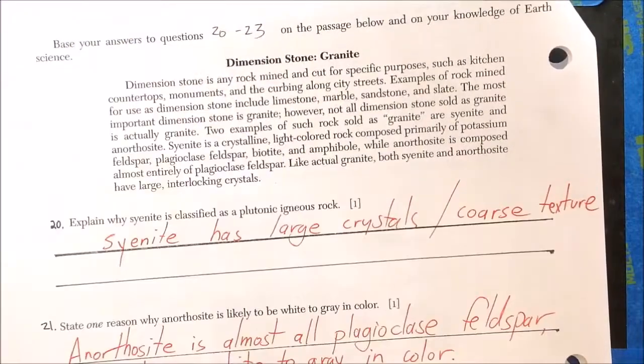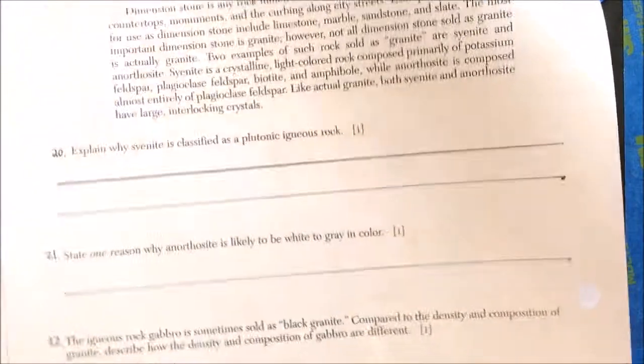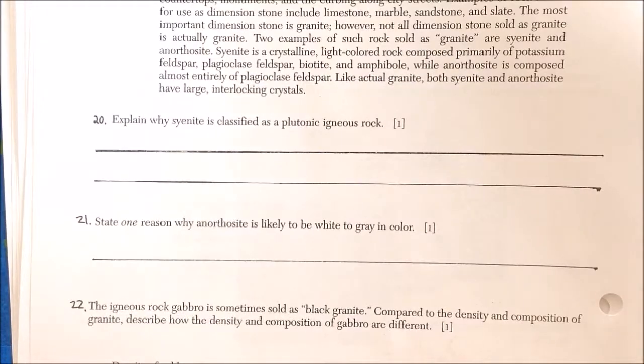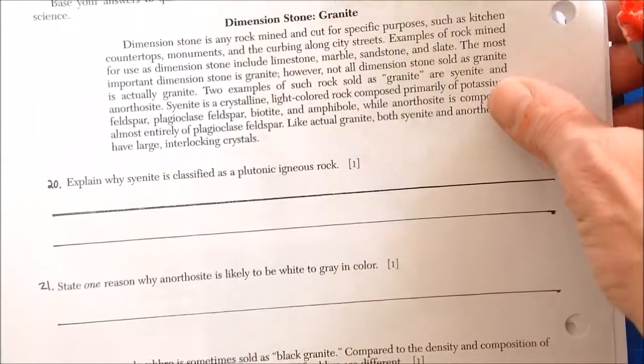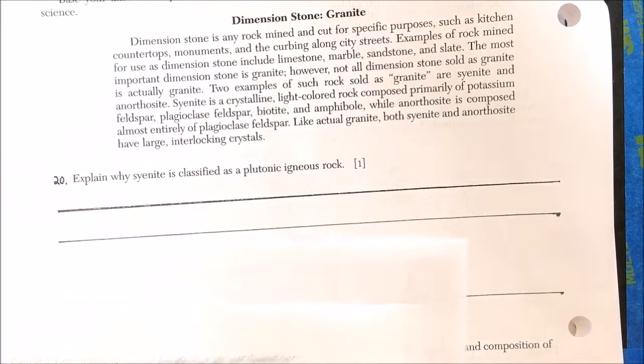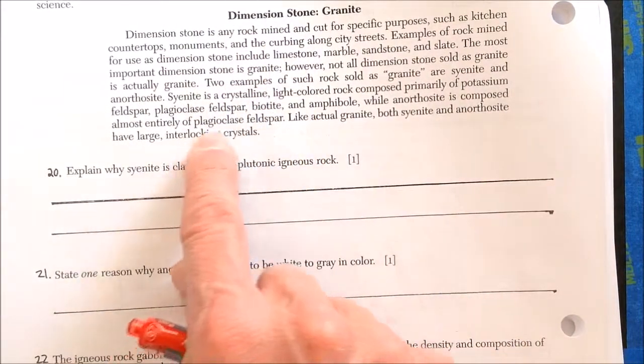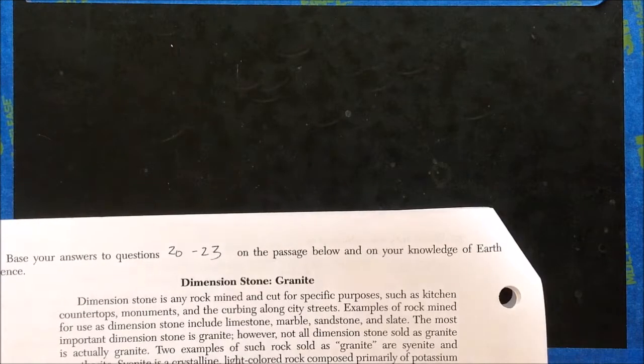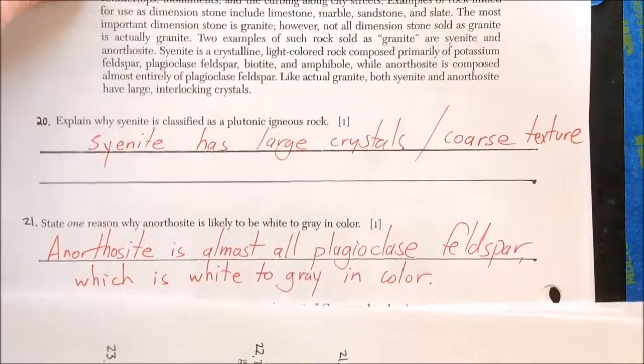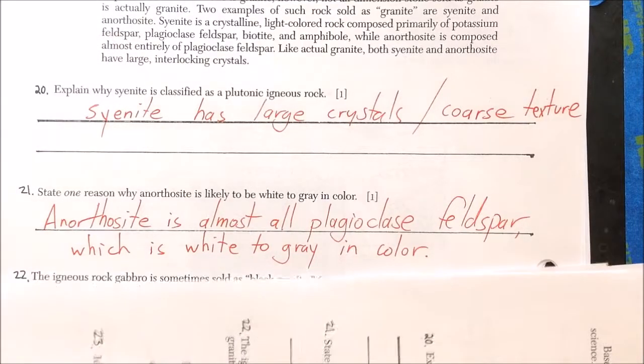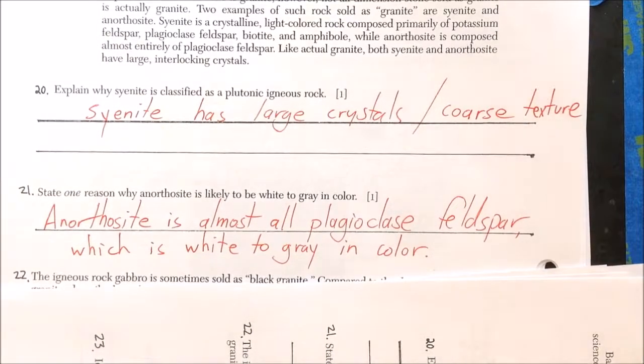Okay, next up, 21. It says, state one reason why anorthosite is likely to be white to gray in color. Well, what I did is it tells you here about anorthosite, and it says it's composed almost entirely of plagioclase feldspar. And then you go and look up plagioclase feldspar in the reference table, and it's that white to gray color. So I had written as an answer this. Anorthosite is almost all plagioclase feldspar, which is white to gray in color. So that's basically the idea.